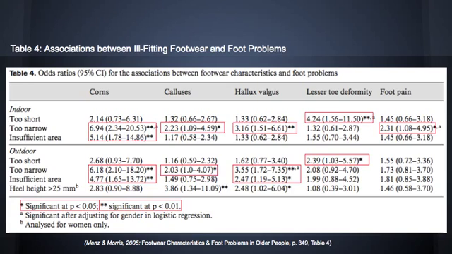Once gender was entered into the logistic regression equation as an independent variable, all foot problems apart from calluses demonstrated the same statistical significance. Calluses were not associated with any footwear fitting variables after adjusting for gender.